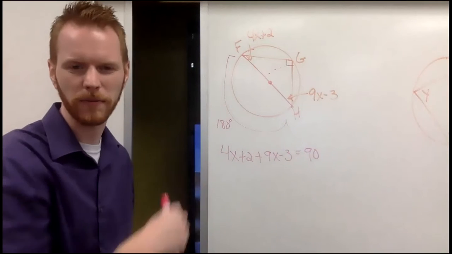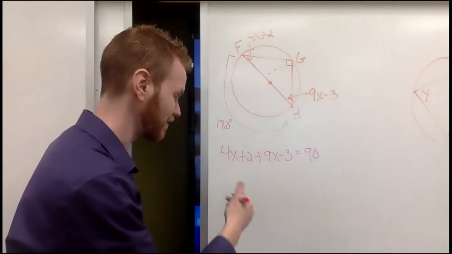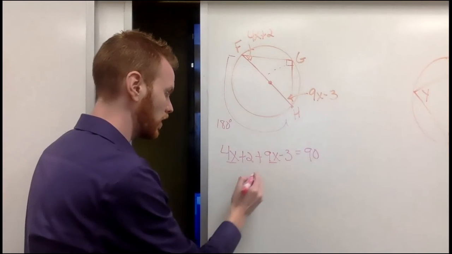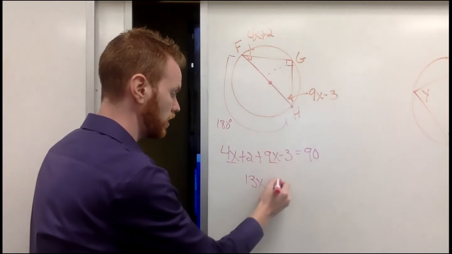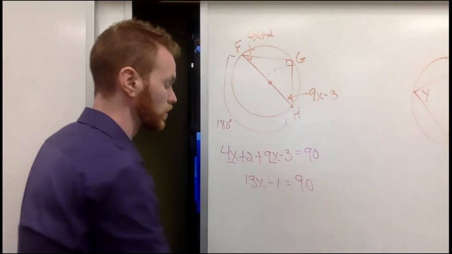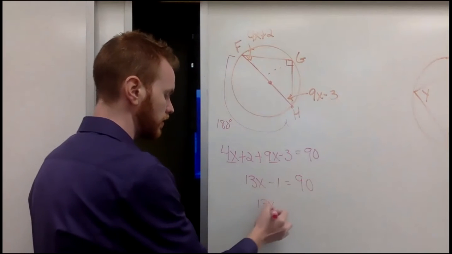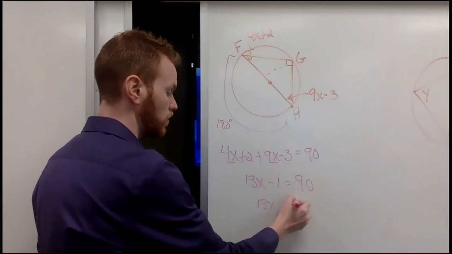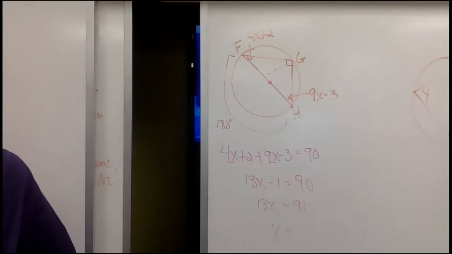We'll plug one of the numbers back in just to confirm some measurements, but we're solving for x, if you haven't picked that up. 4 and 9 gives me 13x. 2 and negative 3 gives me negative 1 equals 90. So we get 13x equals what, 91 for that guy?